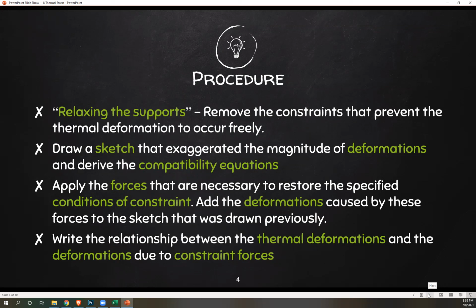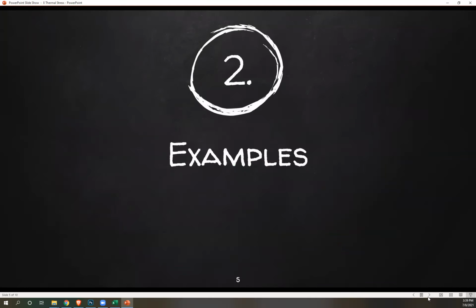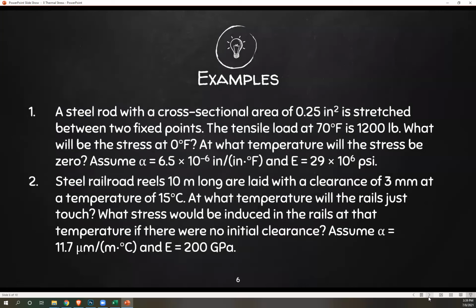So basically, remove constraint, allow your object to deform. Once it deforms, apply an external load to make it go back to its original position. And then we already know the deformation due to applied loads, right? So we're gonna compare that to the deformation due to temperature. So that's basically the method of use. First, to better understand, let's have a few examples.